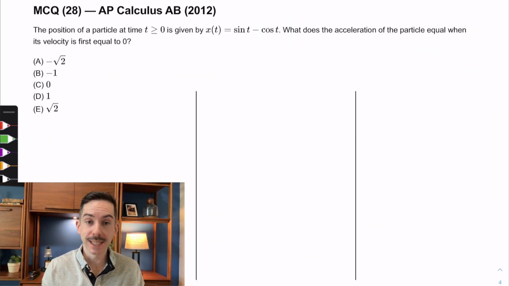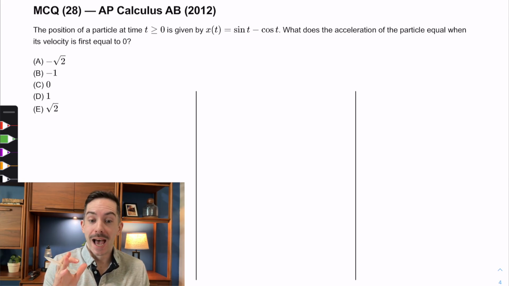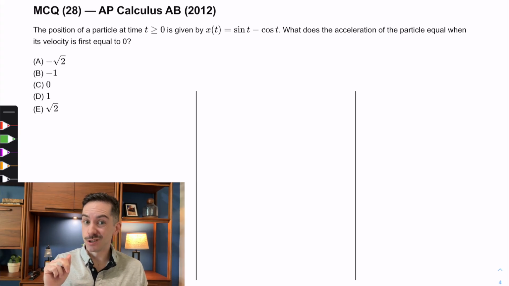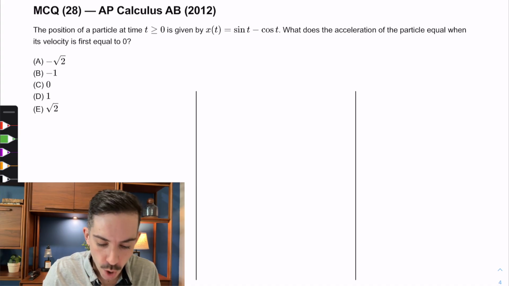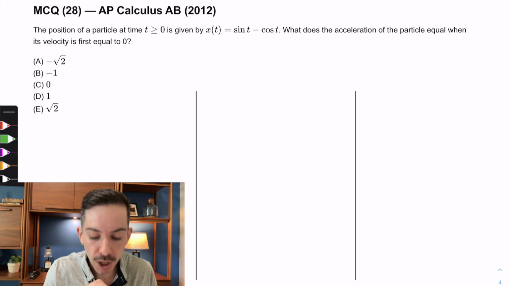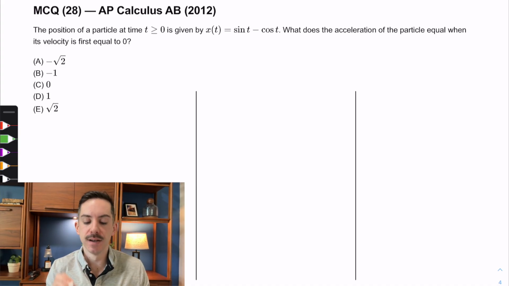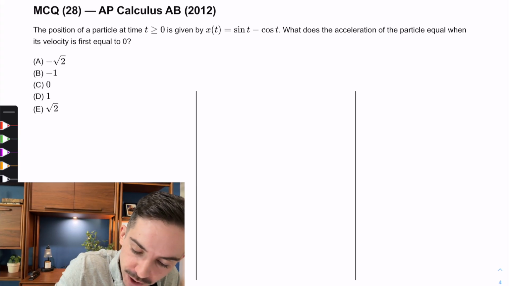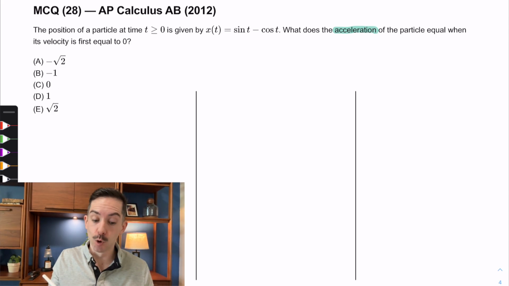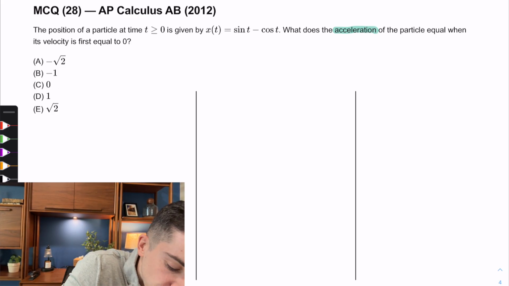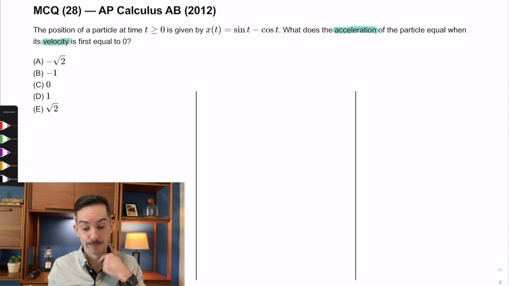Okay, problem 28, the last non-calculator problem on this released exam. I mentioned earlier it's going to involve some standard trig values, even more than we had to use earlier, so let's get to it. We're asked to work with a particle that's moving along the x-axis. We're given a formula for its position at time t, and we want to know something about its acceleration at a particular moment in time when its velocity is first equal to 0. So we need to know something about the velocity and the acceleration.